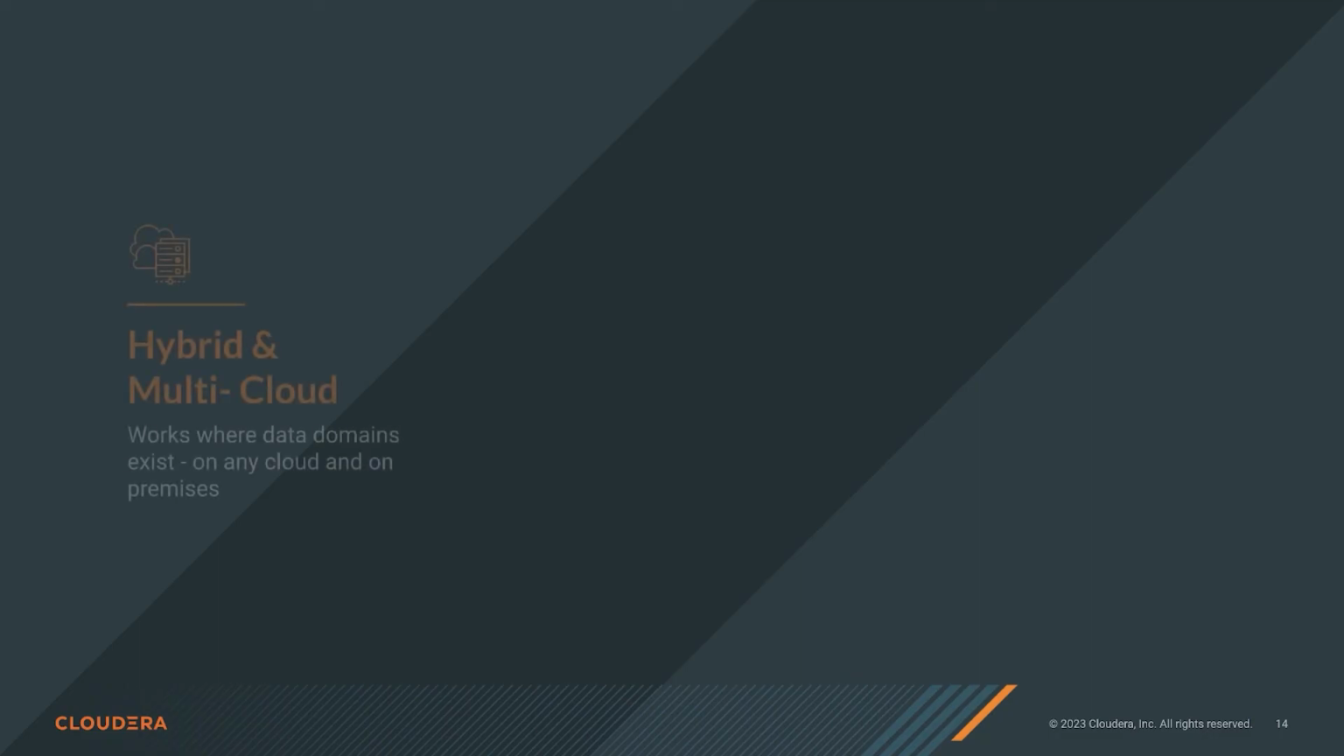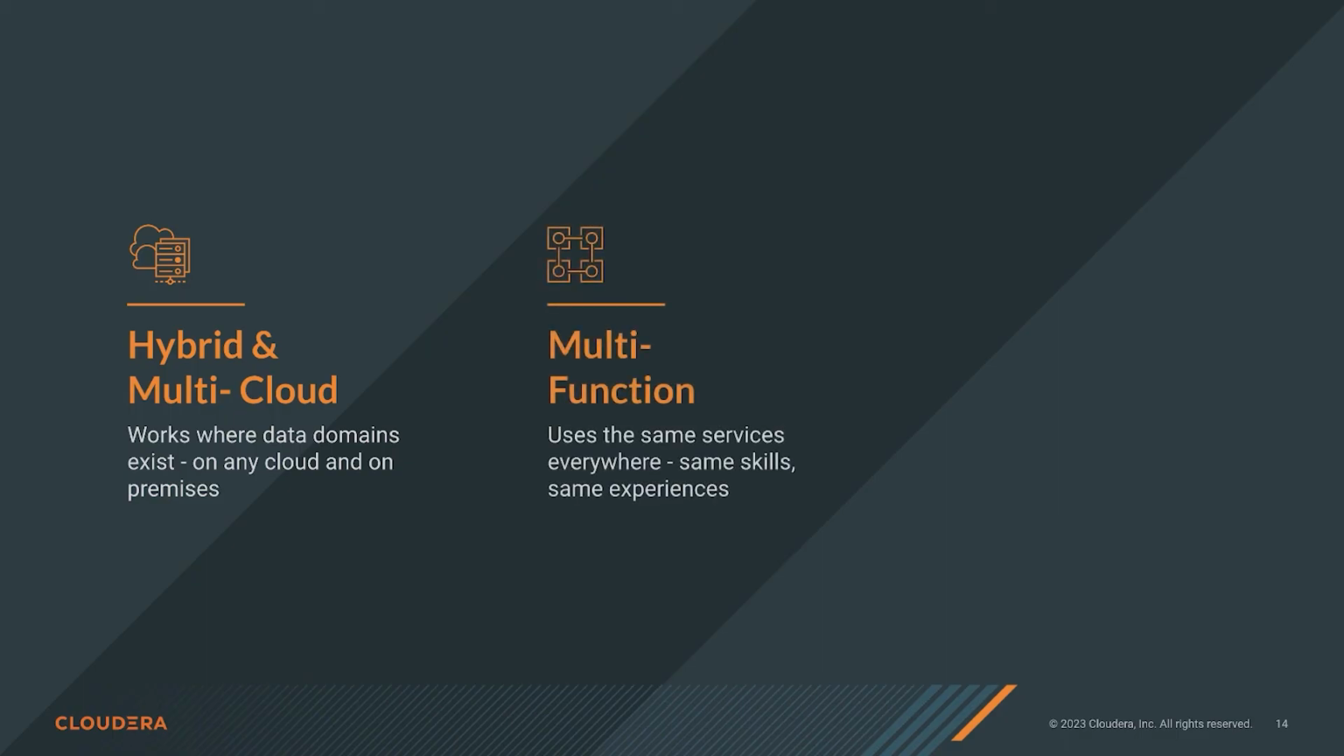So what we saw with the Cloudera Data Platform managing all of our data is being able to use that data on premises or in the cloud, wherever it may be, with a hybrid and multi-cloud solution. We also saw a lot of different experiences working on the same data at the same time, from data warehousing to operational database to machine learning and data flow. Same skills, same experiences wherever they need to be deployed.